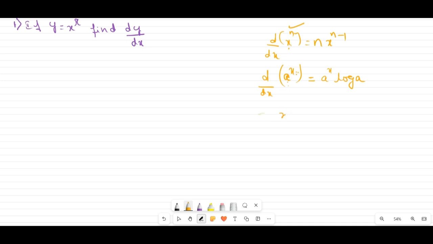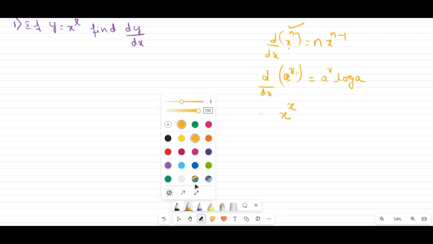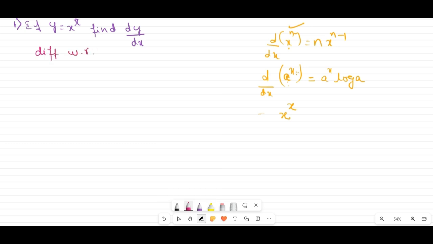But in this question, the base is a function of x, and the power is also a function of x. Observe this, base and power both are functions of x. So in those cases, how should we differentiate the function? Directly you can't differentiate this type of function. You must take log on both sides, and afterwards you can differentiate.